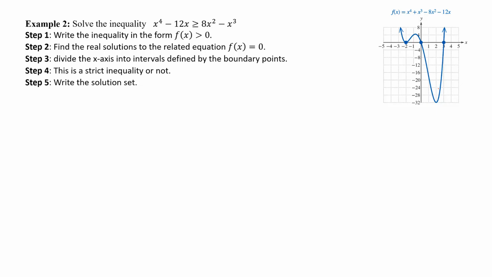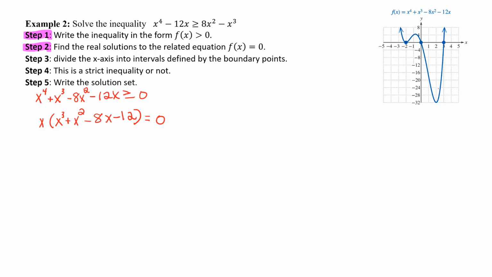So solve the inequality x to the fourth minus 12x is greater than or equal to 8x squared minus x cubed. So again, the first thing we're going to do is write the inequality in the form f of x is greater than 0. So we're going to get everything on one side, and this is what it looks like. And now we are going to find the real solutions to the related equation f of x equals 0. And we can factor out the x, but we also have to solve that cubic polynomial.